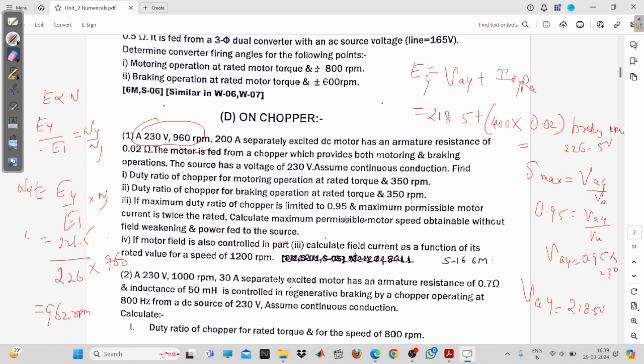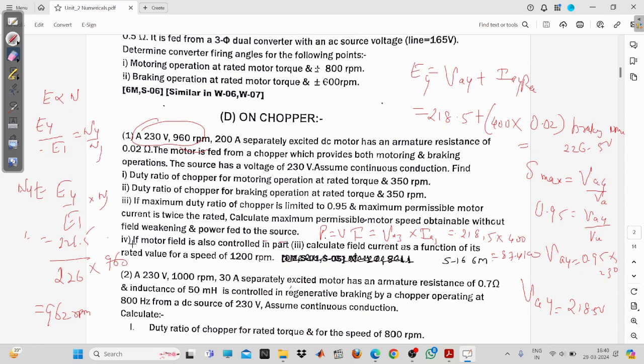Now, power fed to the source. How to calculate the power fed? Power P will be equal to V into I, where V is VA3 and the current is IA3. VA we have calculated as 218.5, into 400. Doing all this, that is 87.4 kilowatt. This is simple, because there is no power factor attached. So this is the third bit.